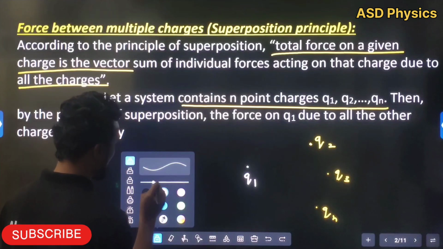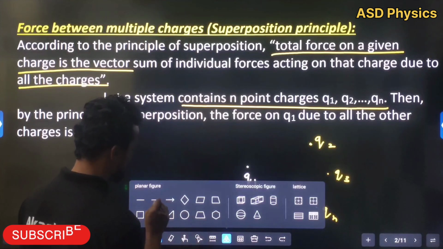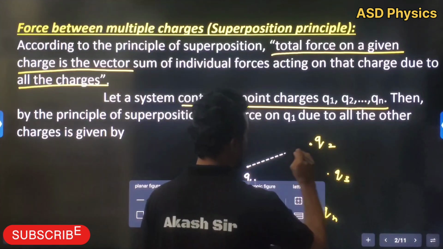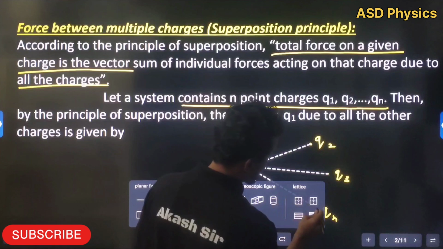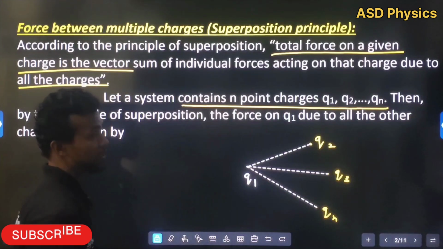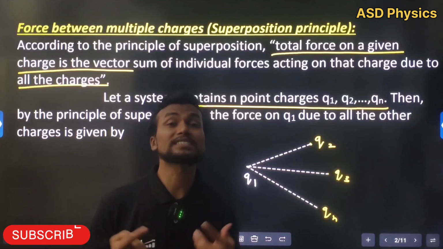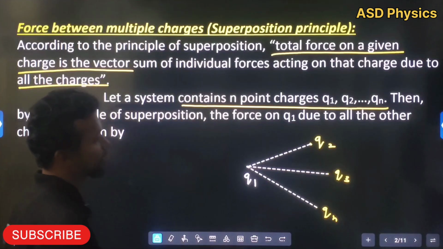So now what we are going to do is first find out the distances. Let's see here please, let's take this distance and this distance as well. After that, students, you know very well that electrostatic force is a central force. That means we have to draw the forces acting along the line joining the charges.